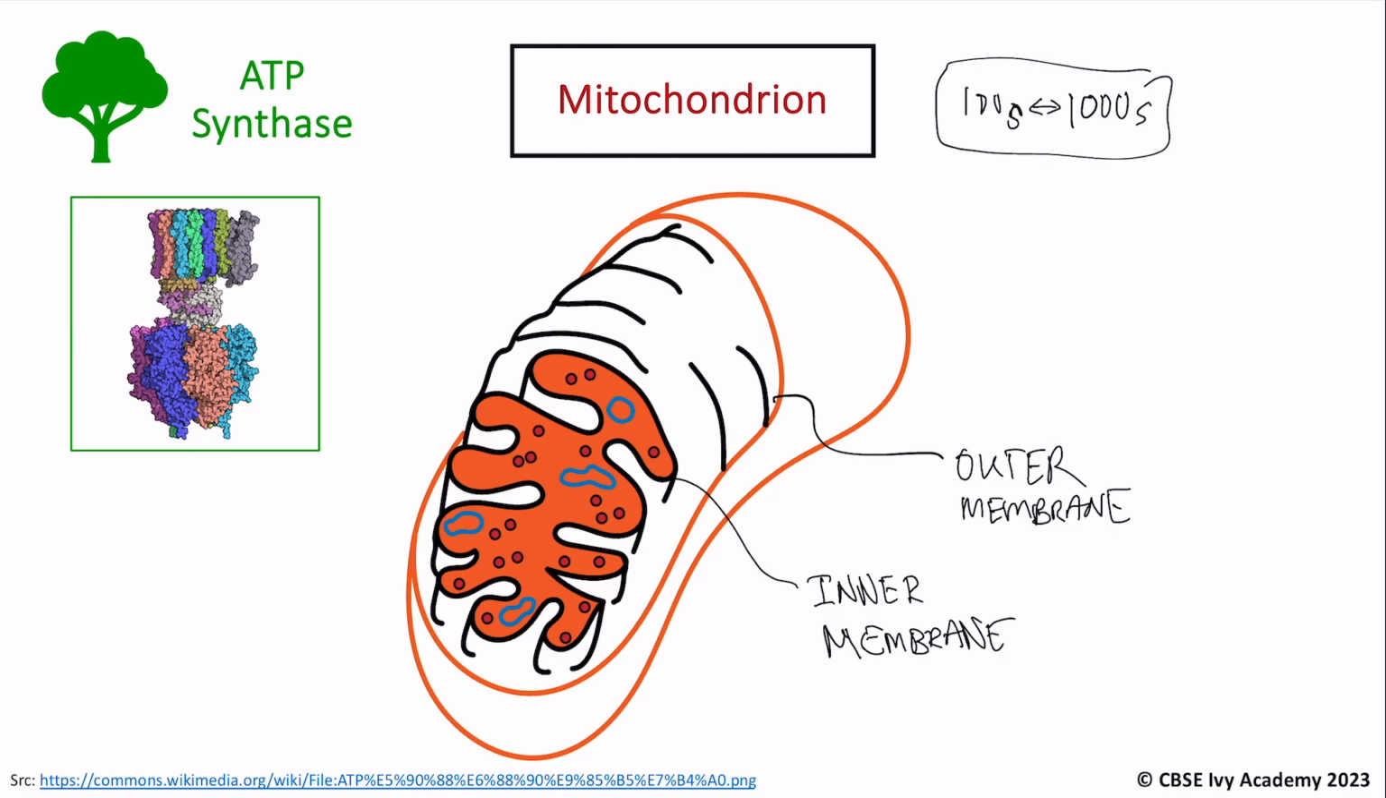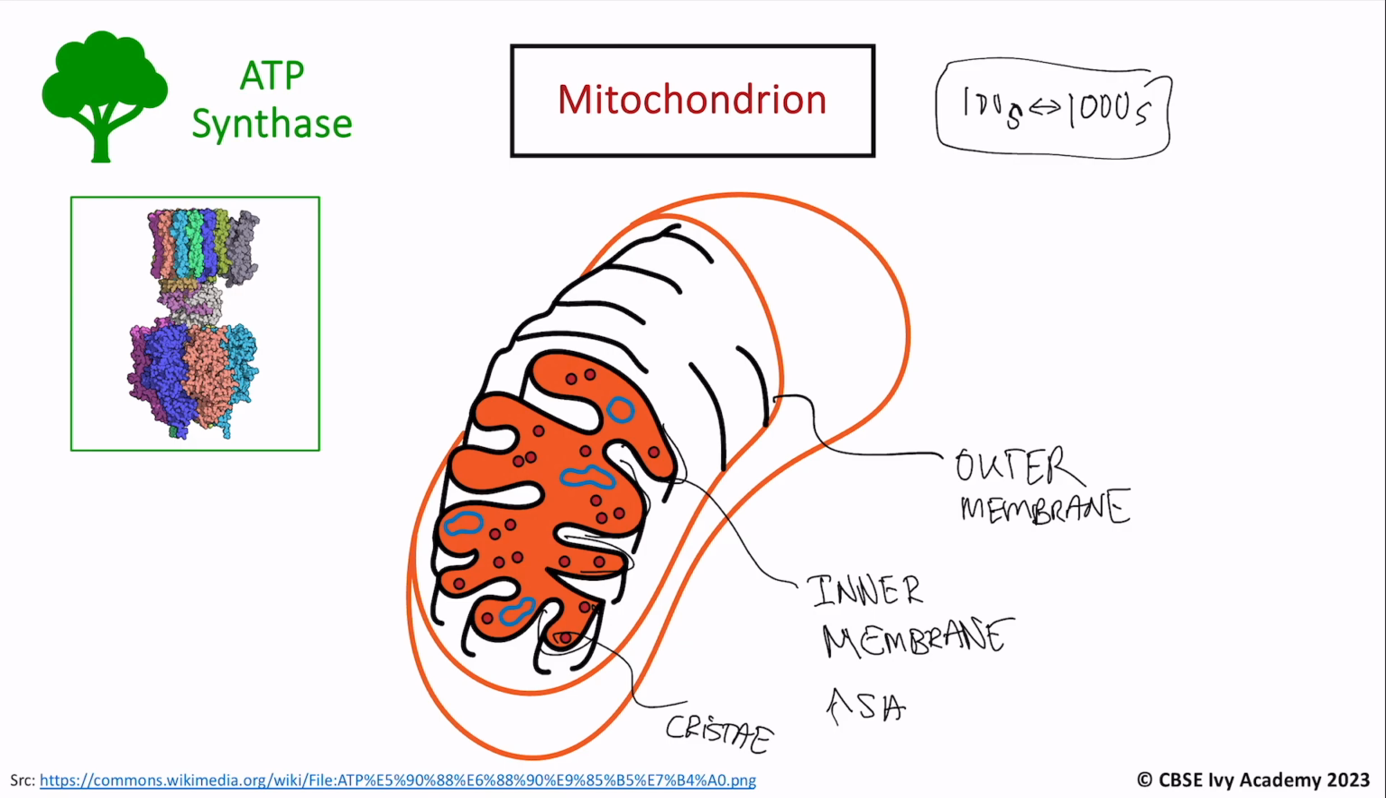The inner membrane has all these infoldings in order to increase surface area, so you can have a lot of ATP synthase molecules embedded in it so that you can produce a lot of ATP. These infoldings of the inner membrane, like here and here and here, are called cristae.